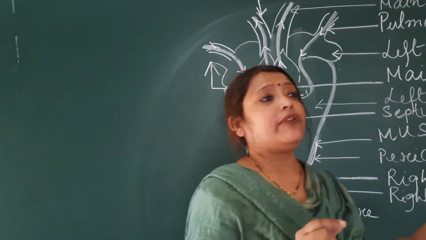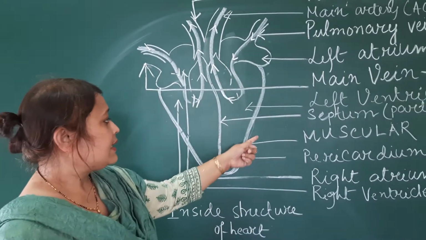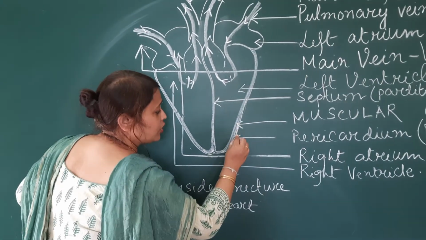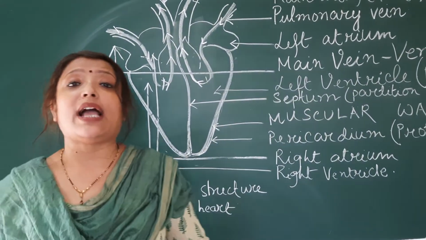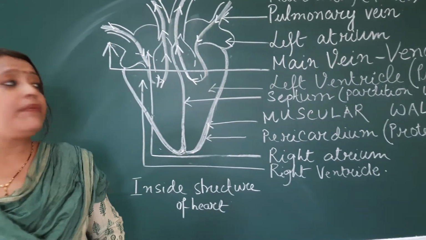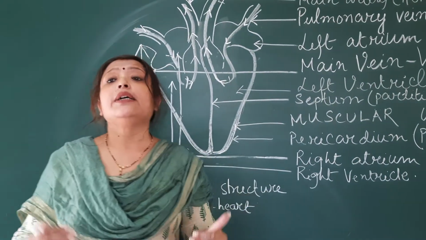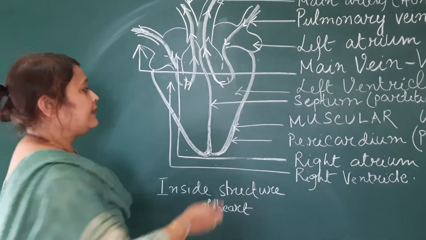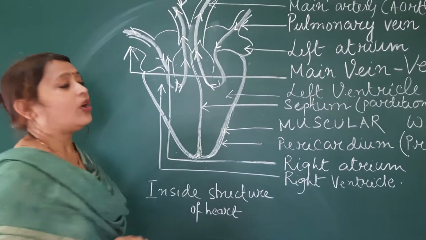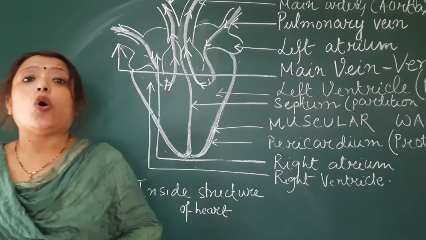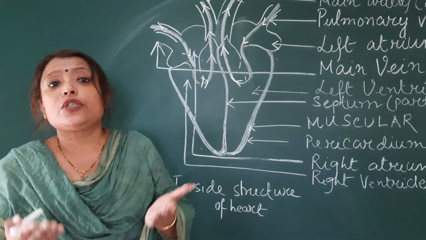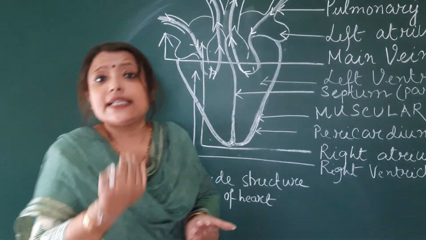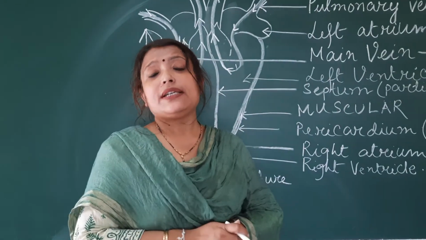Before that I forgot to mention one thing: you can see the outer covering sort of structure present on the outer side of the heart. This is known as the pericardium. The pericardium is the protective layer which protects the heart from outer injury, and this part is the muscular layer or muscular wall. It also helps the heart remain spongy and muscular, so that the heart is not damaged from any outer injury.